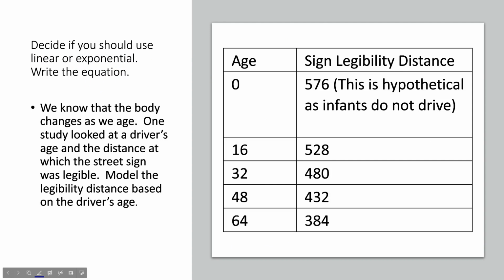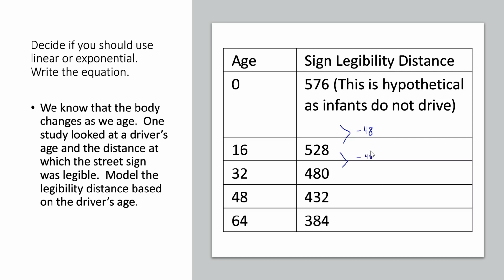So again, it tells us to decide if we should use linear or exponential. So again, I want to look at how the data is changing. So I take on my calculator 528 minus 576. And so from the first one to the second one, there is actually a drop off of 48. Okay, so let's look at these next two. So on my calculator, 480 minus 522. Again, I got a drop off of 48.